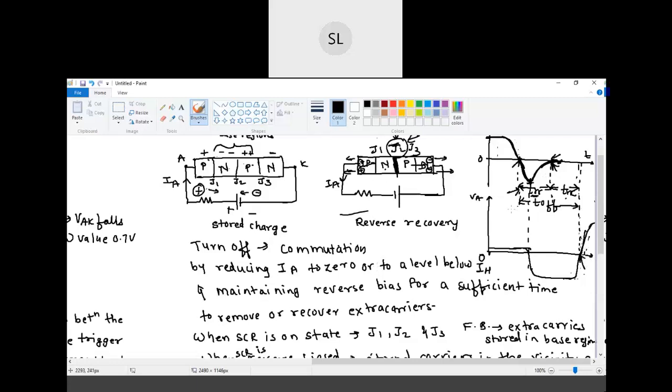So this recombination time can be defined as the period from the instant the anode current or the reverse current has been reduced to zero, till the instant the thyristor reverts to, or is capable of withstanding, the forward blocking voltage.